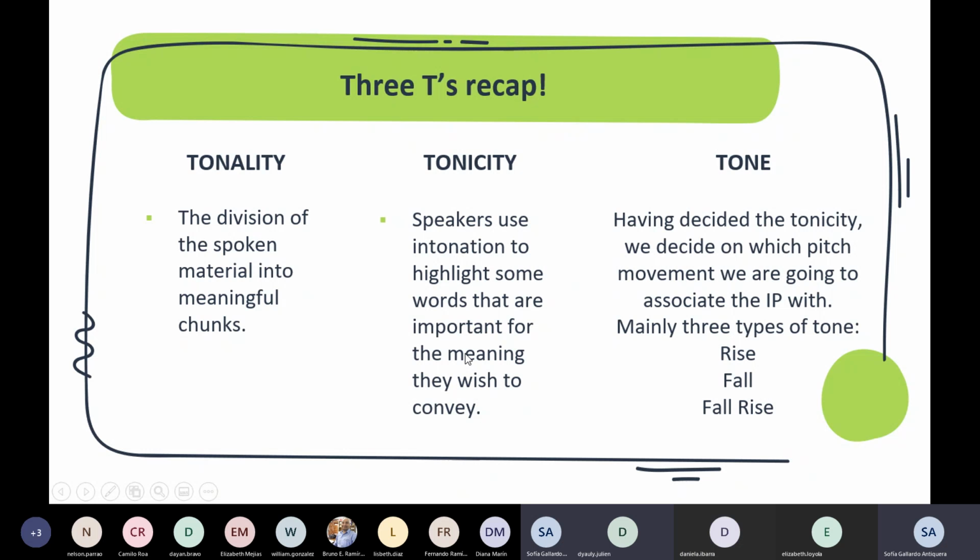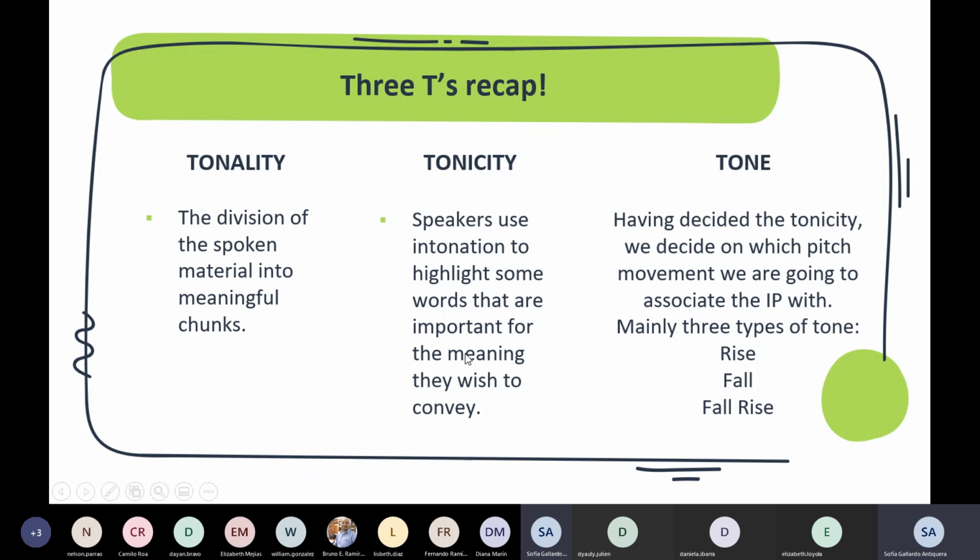Okay, so the components would be the prehead, the head. Okay. Yes. I'm sorry. Don't worry, that's fine. So yes, the components would be the prehead, the head, the tonic syllable, and the tail.